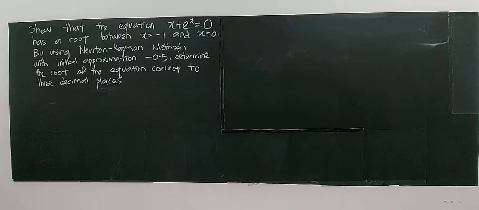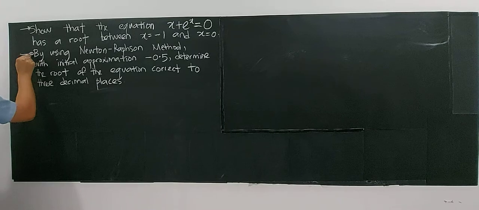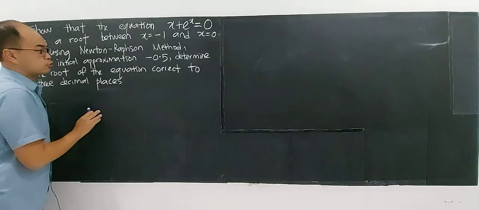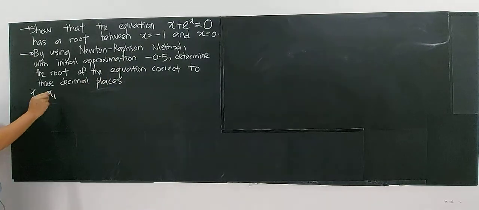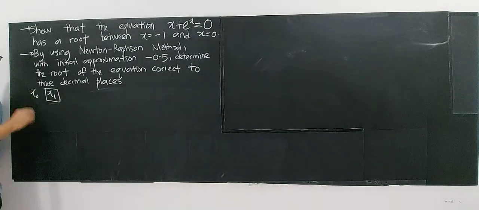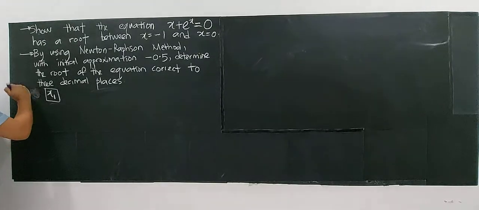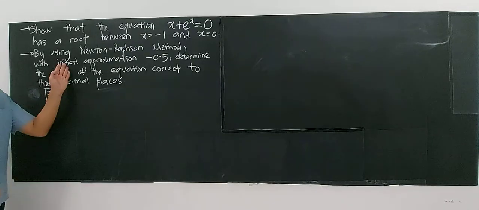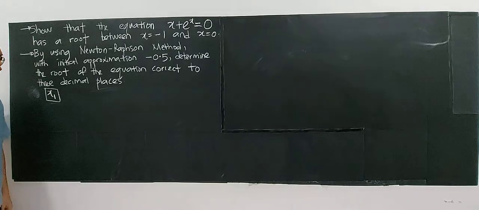Okay, now let's go for the second part, since I have already done this one. We use the Newton-Raphson method with an initial approximation, which can usually be denoted by x naught or x1. In my videos I use x1, but x0 is also okay. Since I prefer x1, in all my videos I will say x1. The initial approximation is considered the first approximation.